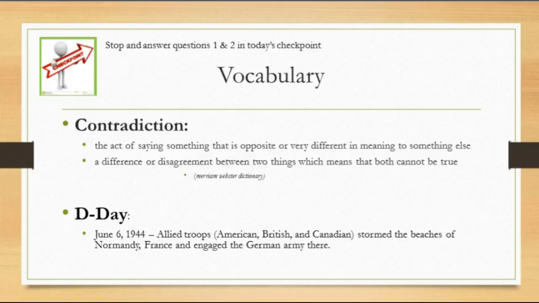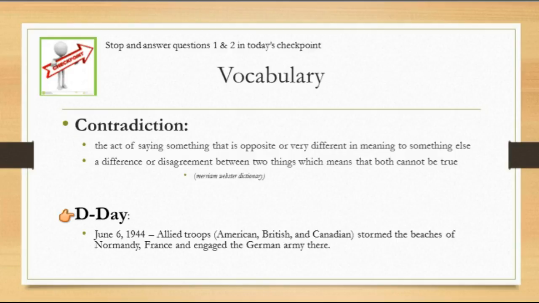The first vocabulary word is contradiction. Anne mentions it in one of the excerpts from her diary that we will be reading today, and it means the act of saying something that is opposite or very different in meaning to something else, or a difference or disagreement between 2 things, which means that both cannot be true. So you will see that Anne says she does contradict herself. She uses the word contradiction. So that is our definition there, taken from the Merriam-Webster Dictionary.